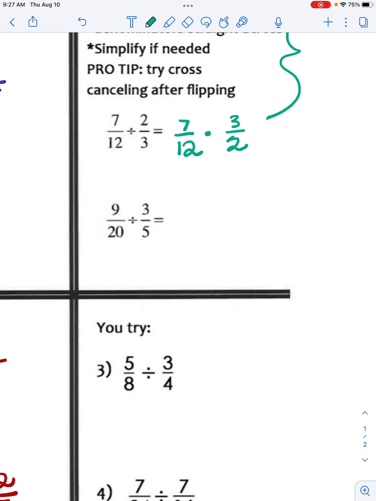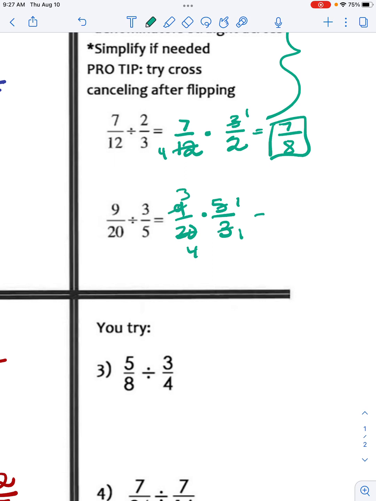Then it's just like the multiplying. So you can do cross canceling and get 7/8 here. And then for this one, I'm going to take the first fraction, multiply it by the reciprocal of the second fraction, cross cancel where I can, and I'm going to get 3/4.